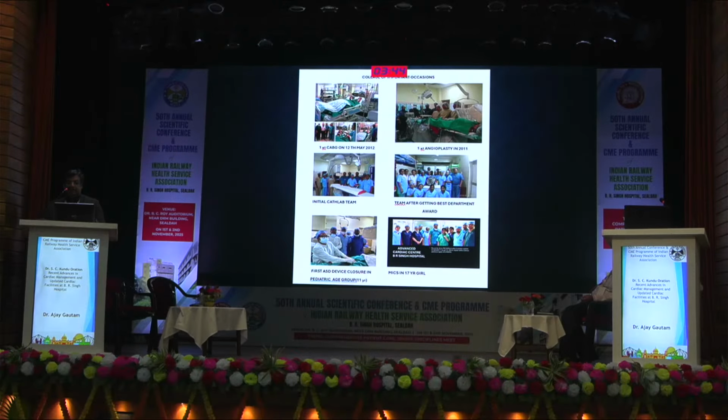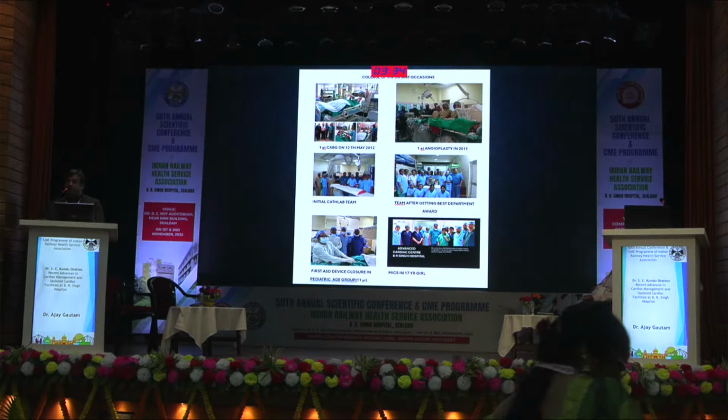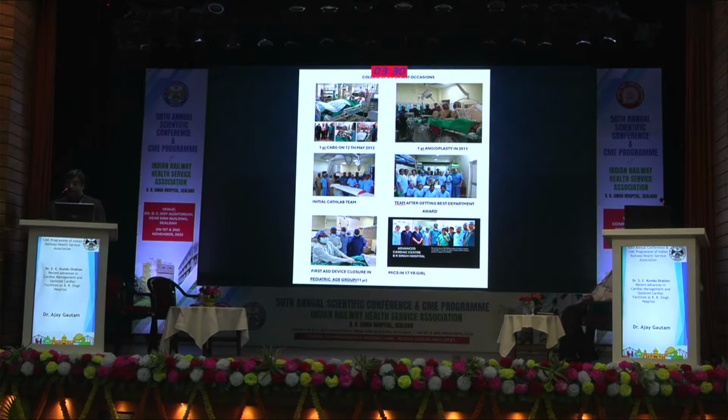And recently, we did a first ASD device closure in a pediatric age group, which was only an 11-year-old boy, and it was very successful. Patient is doing well. And we also did the first MICS surgery in 2024 of a 17-year-old girl. It was a fantastic experience, and the girl and the parents were very happy to get this treatment. And finally, she is doing well.